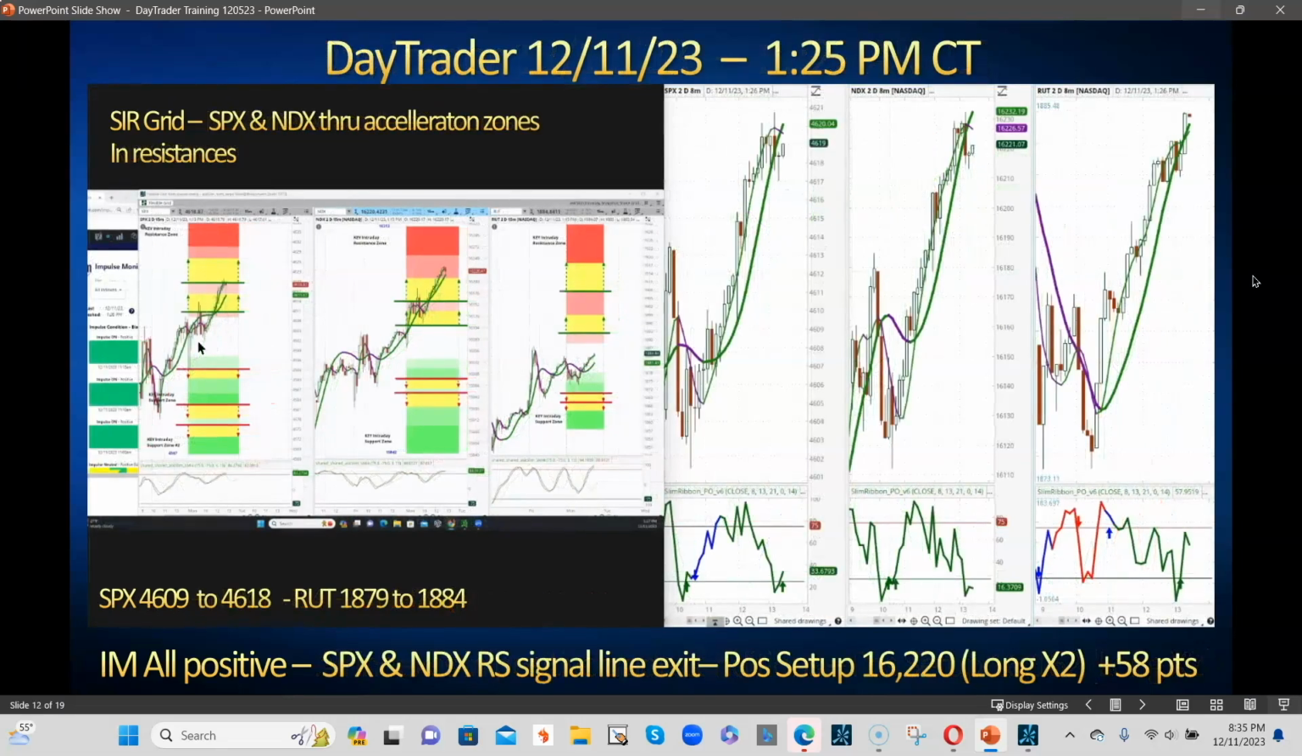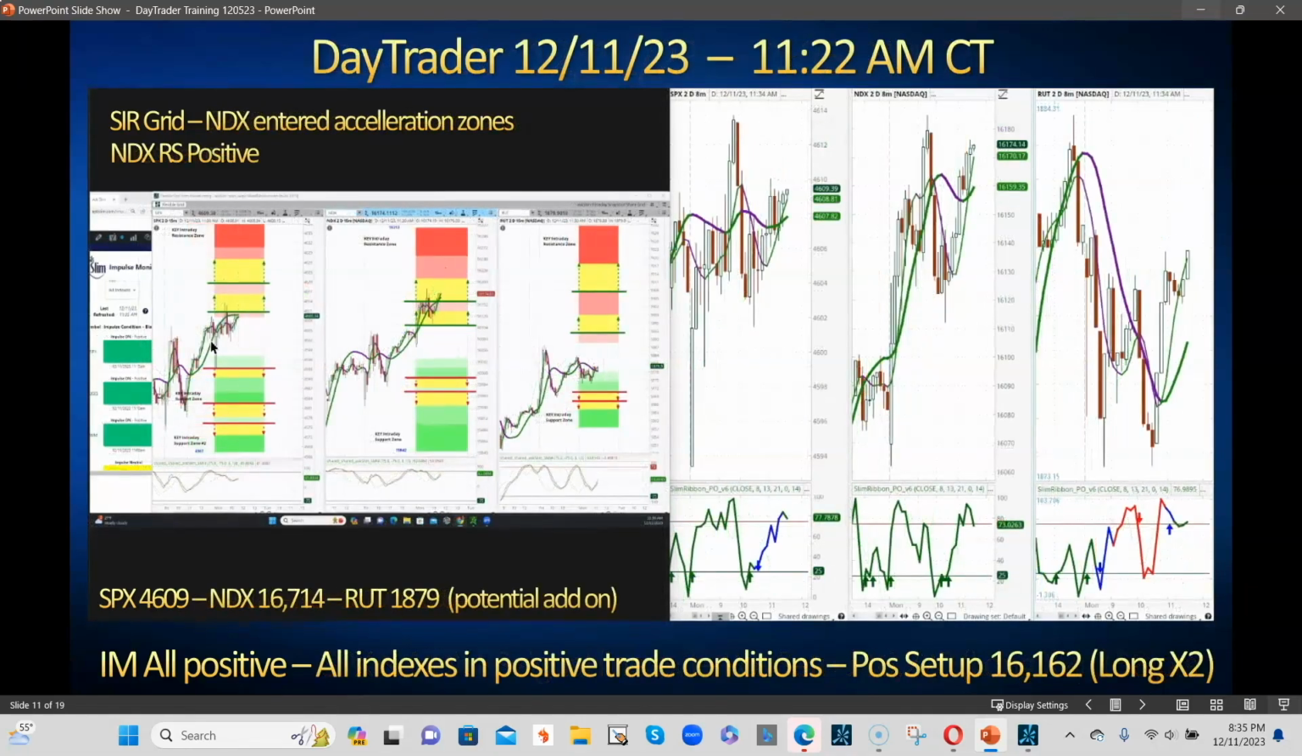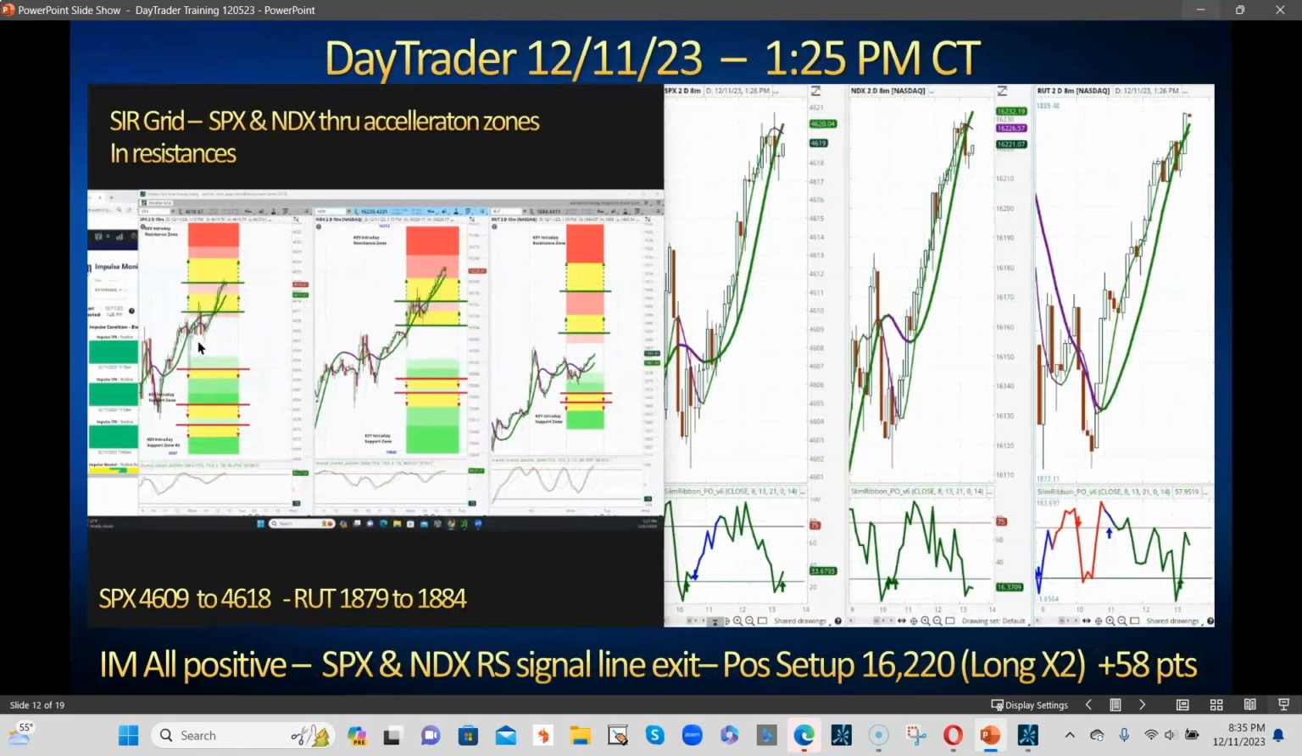Here we are at 125. So this was at 11:22. This is at 125. You can see the market just absolutely took off on the upside. And this is the first time that the signal line right over here turned down here and here. This would be the point that you'd want to exit positions that I see. And you're never going to catch the top on these, but you want to take the long ride. In this case, the NASDAQ gives us the signal at 16,220.